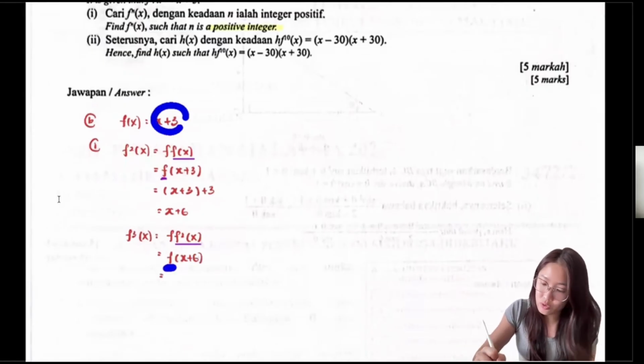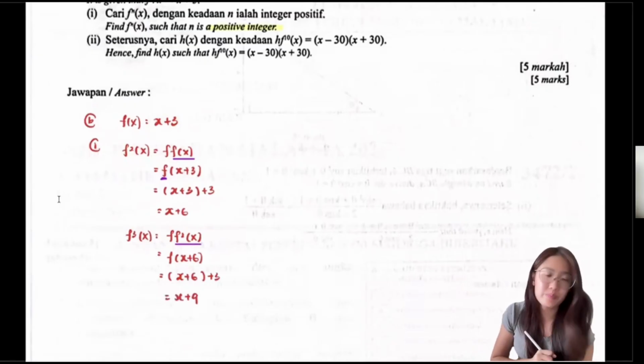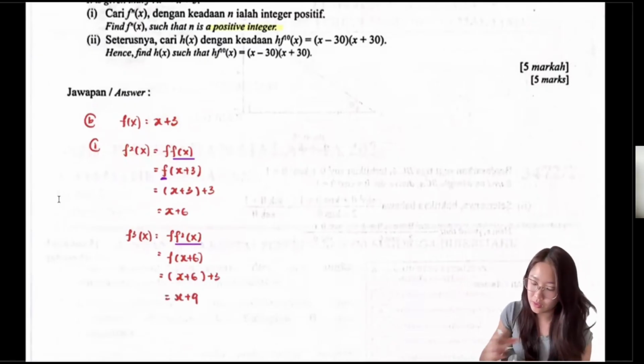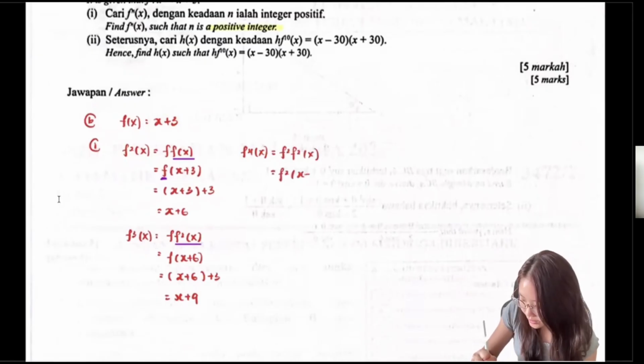F is x plus 3. So bracket plus 3. This bracket follows the one on top. So you get x plus 9. Okay, how about f power 4? That is f squared, f squared. F squared is x plus 6, and again, x plus 6. Copy from the top, you get x plus 12.